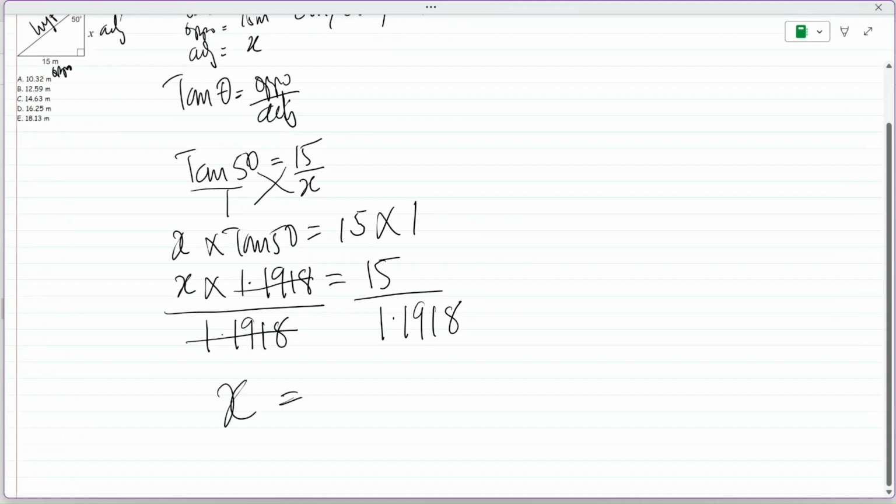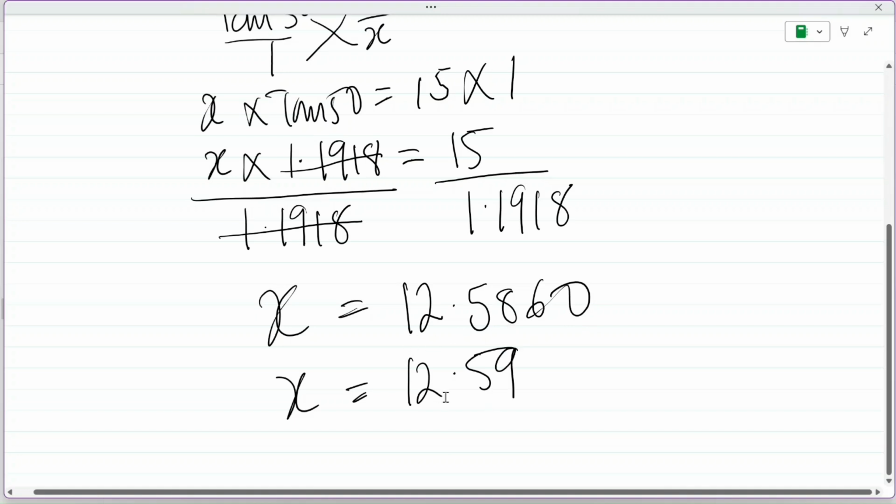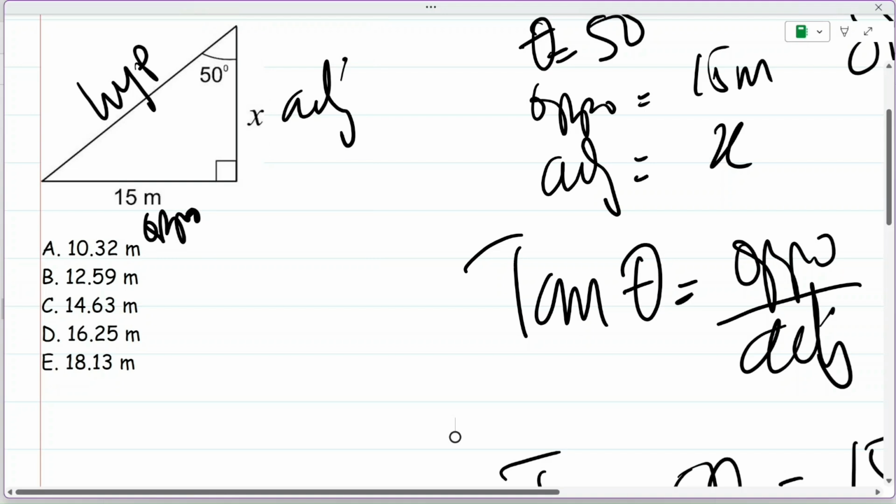That's the reason why we're dividing both sides by it. X is standing alone. X equals 15 divided by 1.1918, which with our calculator gives us 12.5860. Since the answer is wanted in 2 decimal places, that's 2 digits after the decimal: 1, 2, we're stopping at 8, and the next digit is 6. Since the 6 is greater than 4, we add 1 to this 8, and it becomes 9. We have our answer as 12.59 meters. The answer to question 40 is therefore B, 12.59 meters.